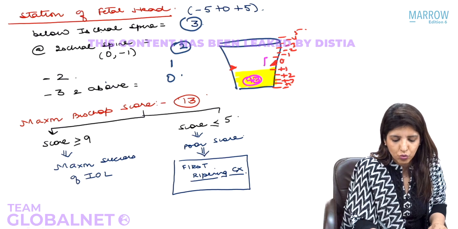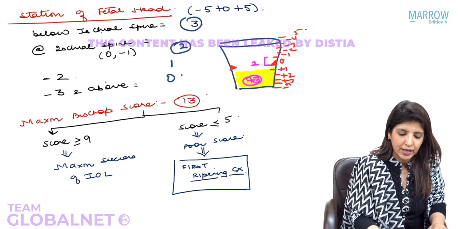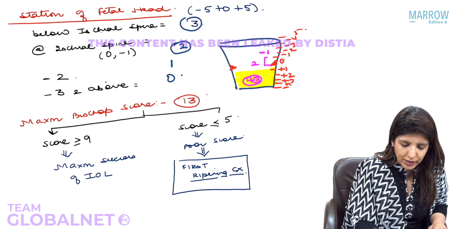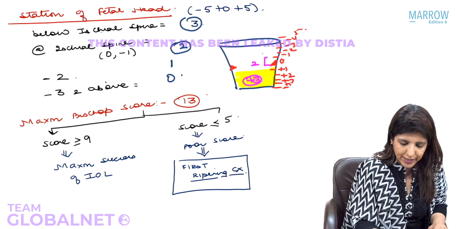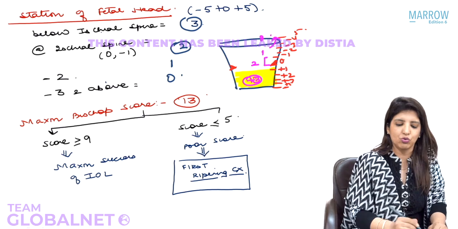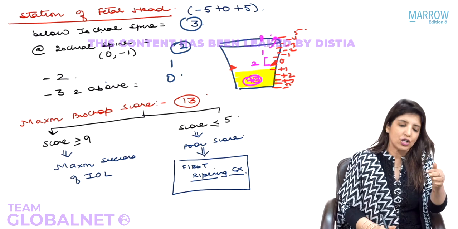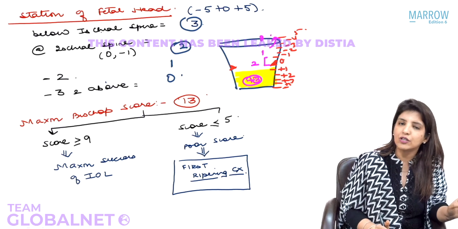If it is between 0 and -1, you are going to give a score of 2. If it is -2, you will give a score of 1. Right? So if the station is -2, you will give a score of 1. And if it is above that, you will give a score of 0. So -3 or anything above -3 is a score of 0. Clear to all of you?